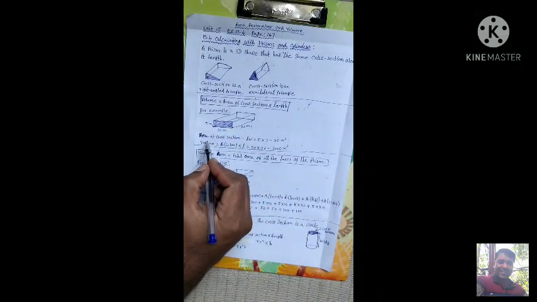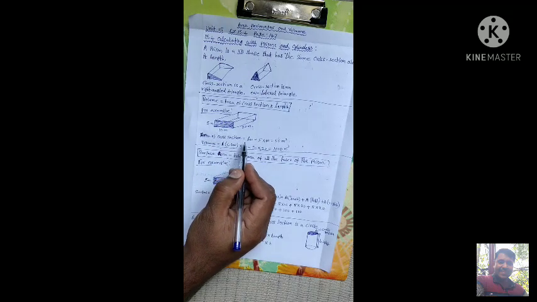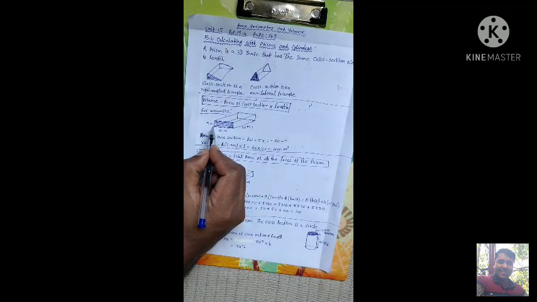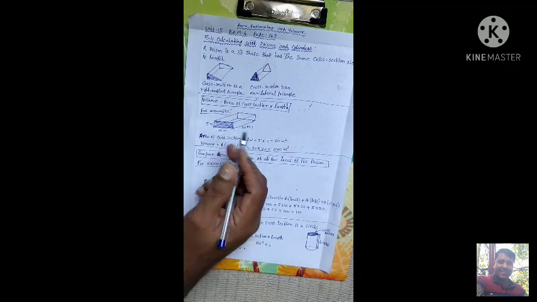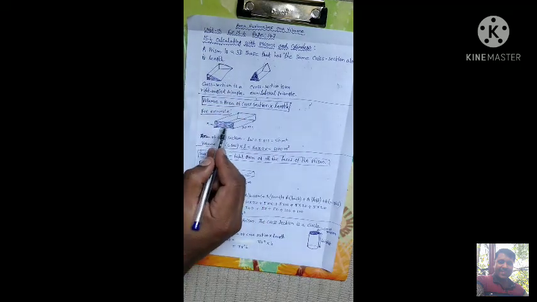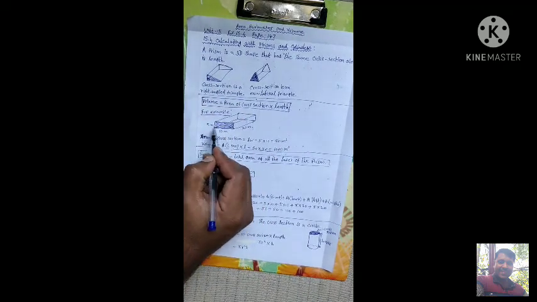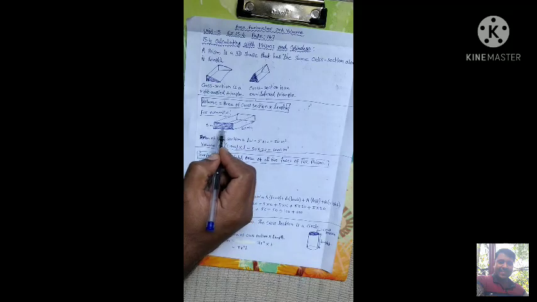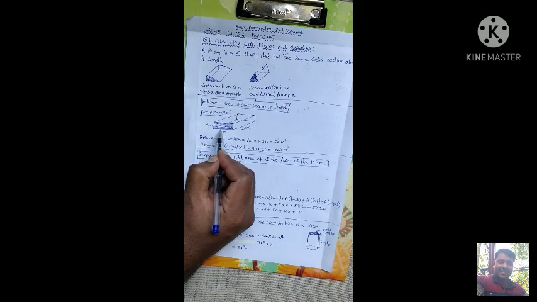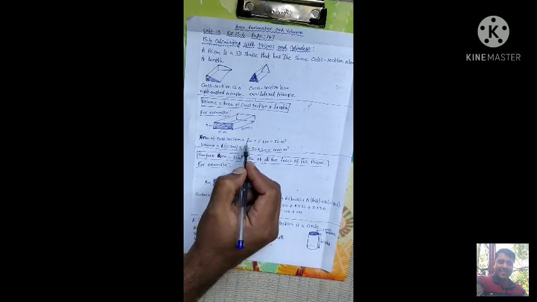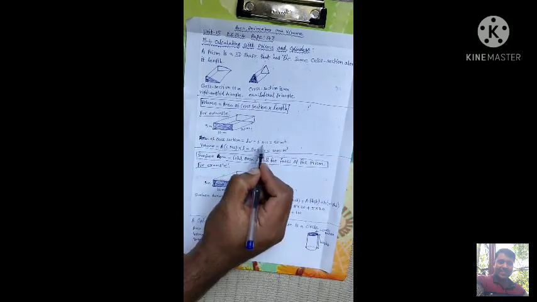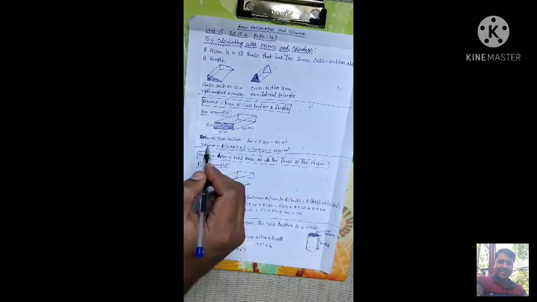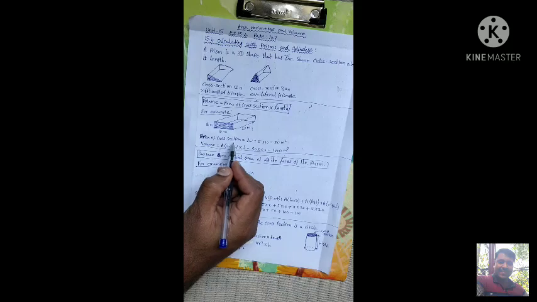So the area of cross section. This is the cross section because it is shaded, since we are cutting there. We are finding the area of this rectangle. What is the formula? Length into width. So this is 5, this is 10. When we multiply, we get 50 meter square. So this is the area of cross section.